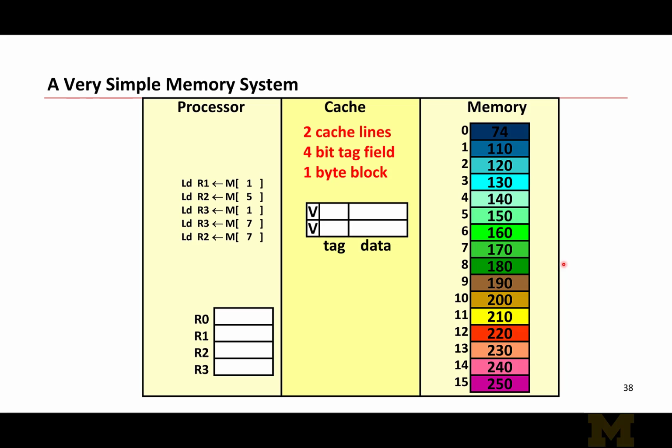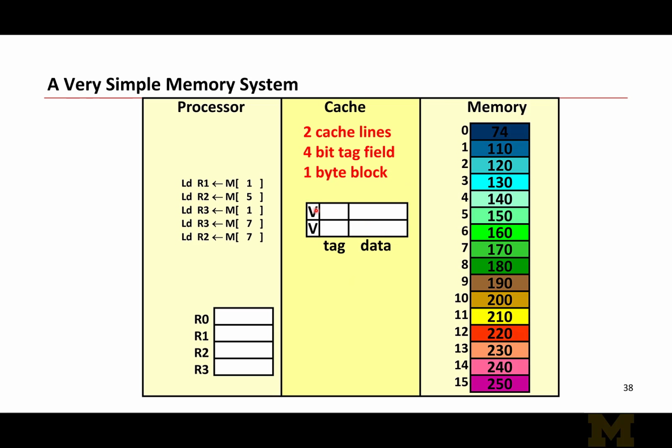I would like to illustrate the function of a cache by simulating a very simple cache architecture that has two cache lines, 1, 2, and it has a tag field that is of size 4 bits. And the reason why this is 4 bits is because my address space has 16 addresses. So log2 of 16 is 4. And each address I can access 1 byte of data, so therefore the data size is 1 byte.